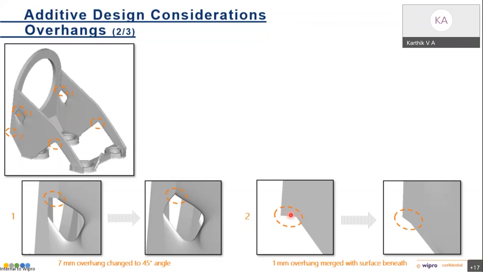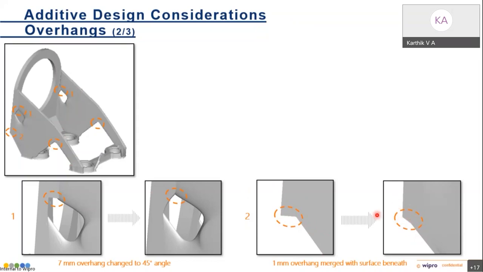No issues. So basically, when you have a support structure here, you will find that sometimes it is difficult to identify where the support structure ends and where the component begins. So you don't want to mistakenly shift the location where you're cutting the support structure off and in turn end up damaging the component, and this entire part goes to waste. So for that reason, rather than giving this exact overhang over here, we merged this overhang with the area beneath, thereby removing the need for a support structure.